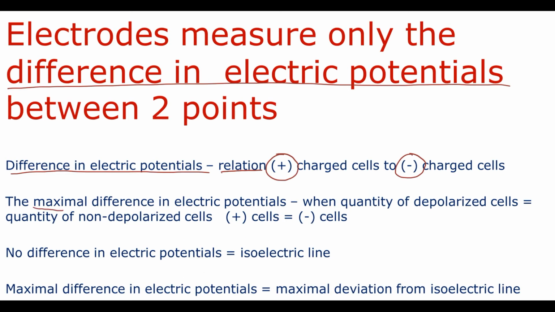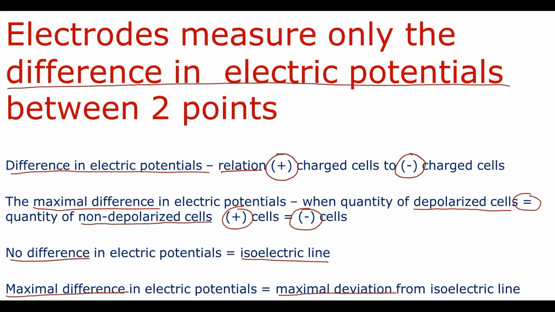So the maximal difference in electric potentials occurs when the quantity of depolarized cells is equal to non-depolarized cells, or we can say that the quantity of positively charged cells is equal to quantity of negatively charged cells. If there is no difference in electric potentials, active electrodes register isoelectric line, and with maximal difference in electric potentials, electrodes register maximal deviation from isoelectric line.